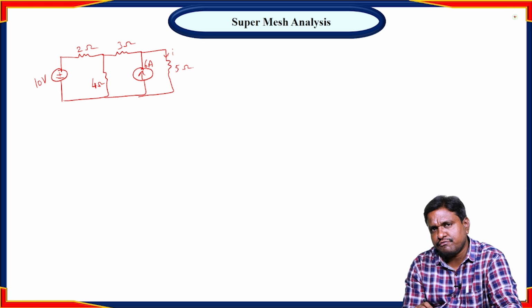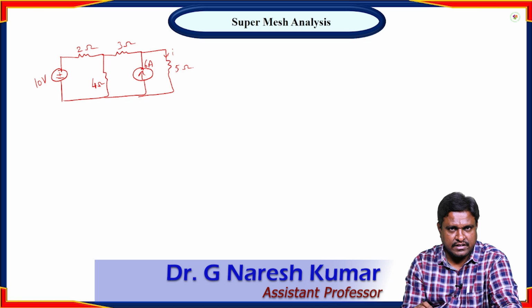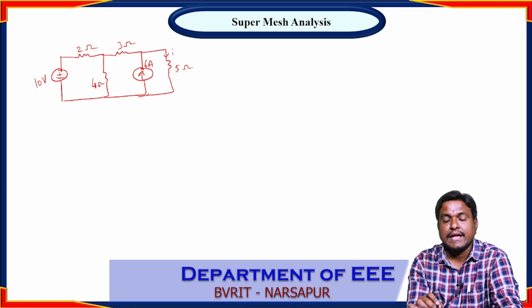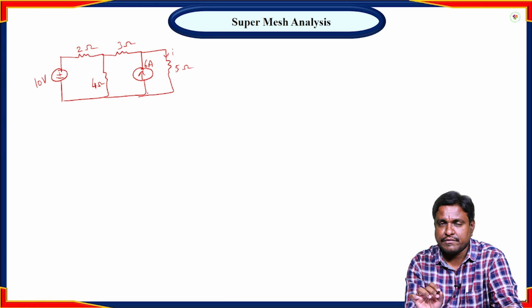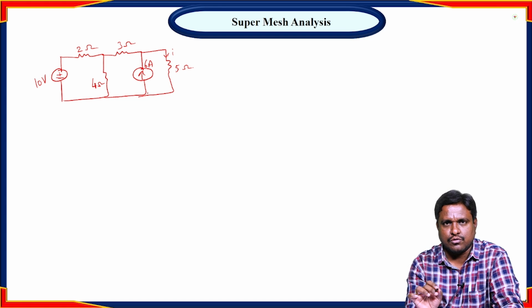How are we going to find it? The procedure is the same, but we have a small change in this case when compared to mesh analysis. Here we can see the current source in between the loops, whereas in the last example solved by mesh analysis, there was no current source. So keep in mind that if there is a current source in the given circuit, the problem can be solved by using super mesh analysis.